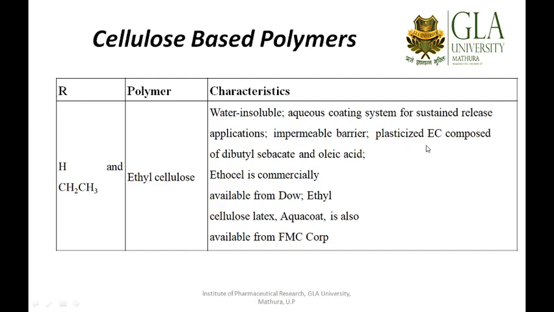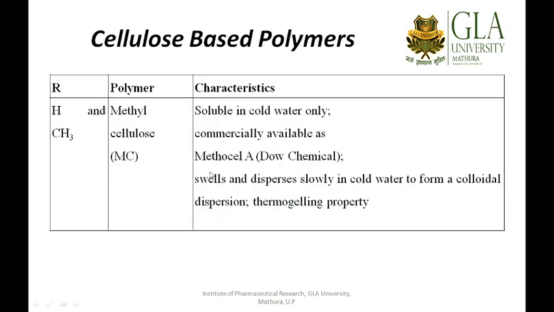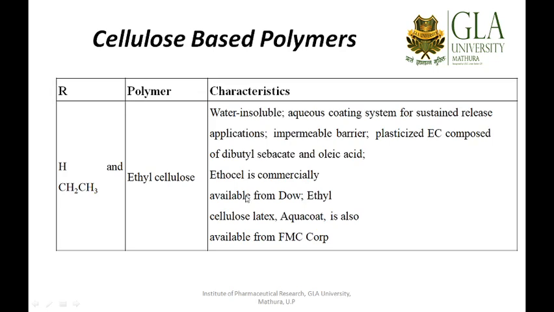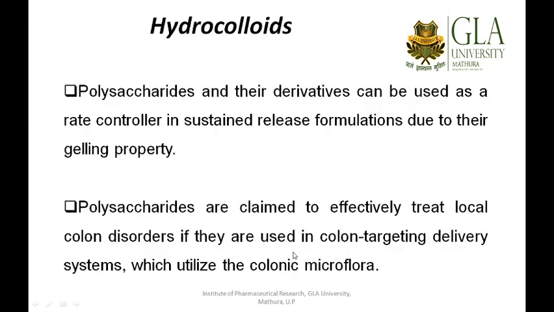It can also be plasticized with dibutyl sebacate or oleic acid to improve the polymeric coating, and the brand name with which it is available in the market is Ethocel. So you can see it is marketed as Ethocel, so it is easy to remember. Methocel stands for methyl cellulose, and Ethocel stands for ethyl cellulose, and both of these are available from Dow. Ethyl cellulose latex Aquacoat is also available, and it is from a different corporation, the FMC Corporation.